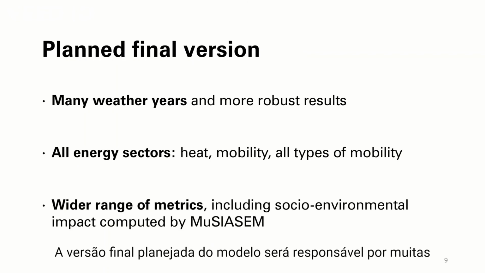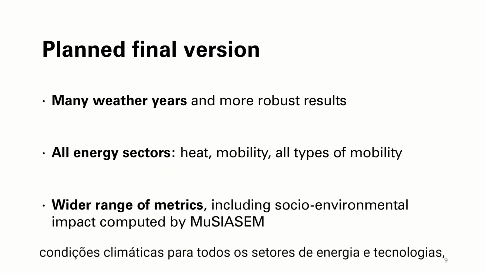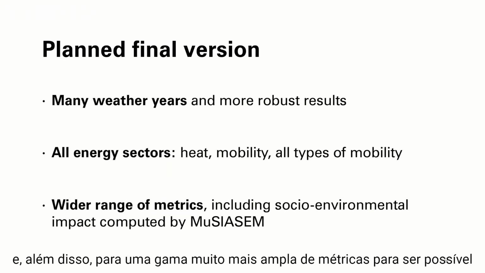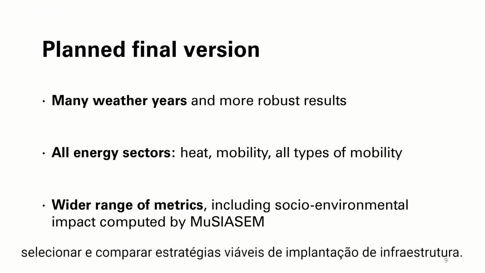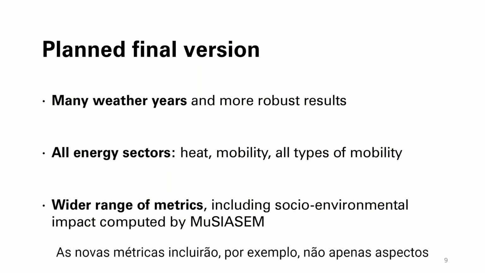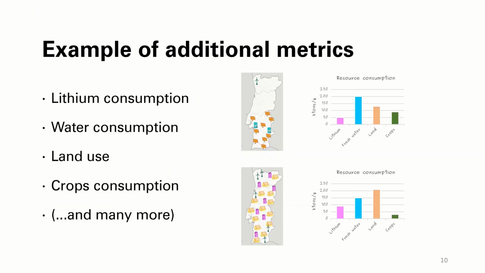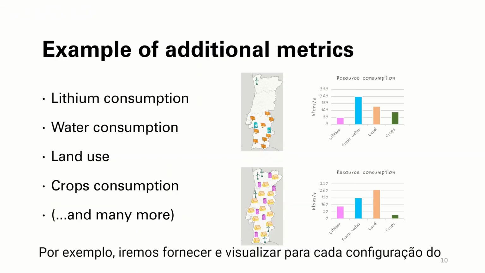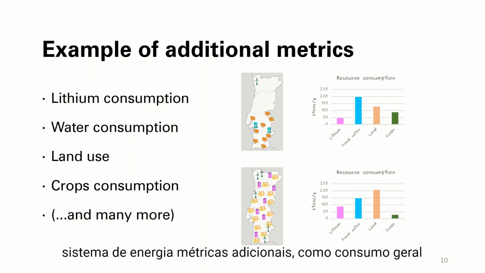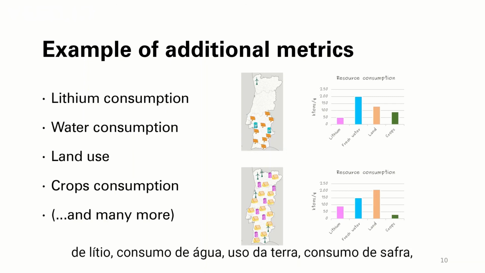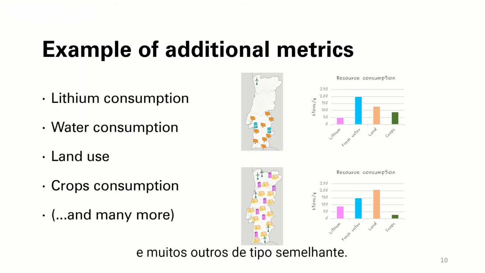The planned final version of the model will account for many weather conditions, for all energy sectors and technologies, and moreover for a much wider range of metrics for you to select and compare feasible infrastructure deployment strategies. New metrics will include, for instance, not only technical aspects, but also socio-environmental ones, thanks to the Musiasa model that we will add on top of these results. For example, we will provide and visualize for each energy system configuration additional metrics like overall lithium consumption, water consumption, land use, crop consumption, and many others of similar kind.